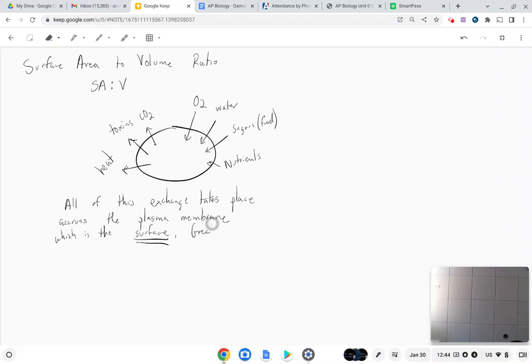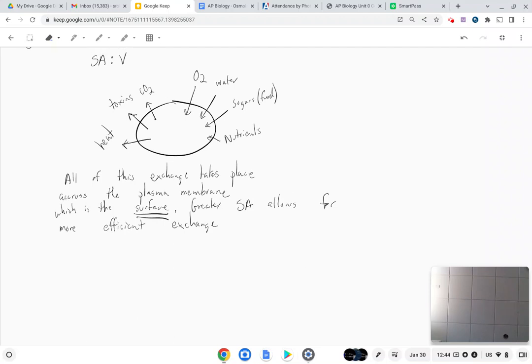Greater surface area allows for more efficient exchange with the environment, right? Of all these things we listed. Greater surface area, greater efficiency of exchange. It's pretty logical so far. All right.